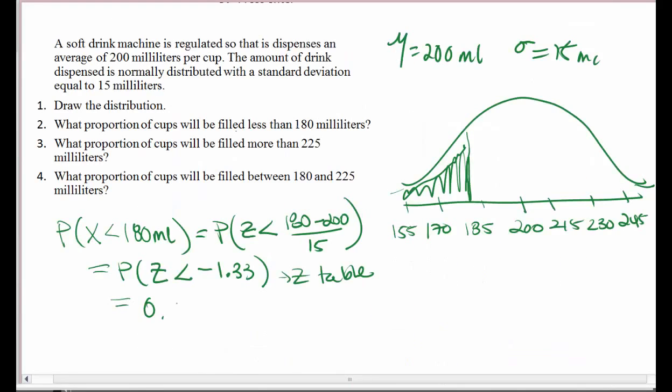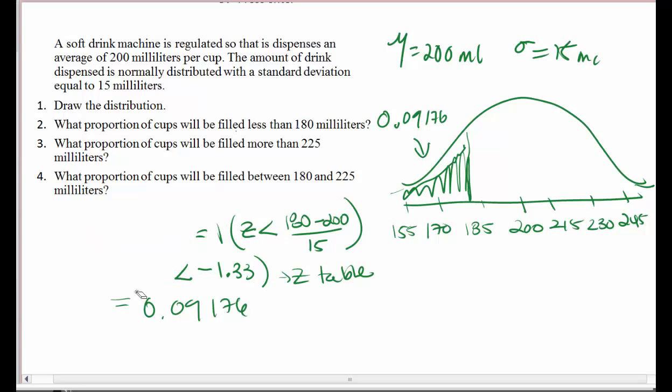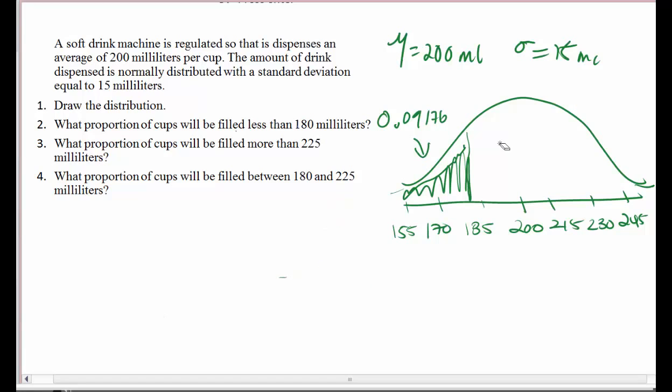So this is 0.09176. 0.09176 is then this proportion. That seems to make pretty good sense according to our drawing. Now for the next problem, we want to find something a little bit different. We want to find the area that falls above a particular value. So let's go ahead and draw that in. We want to find the area that falls above 225.